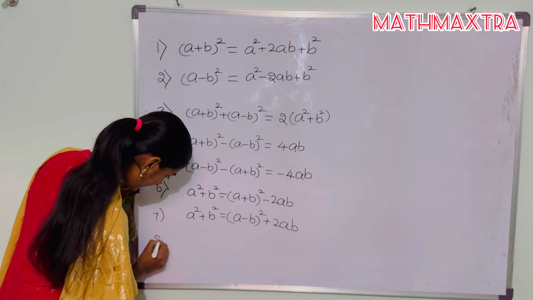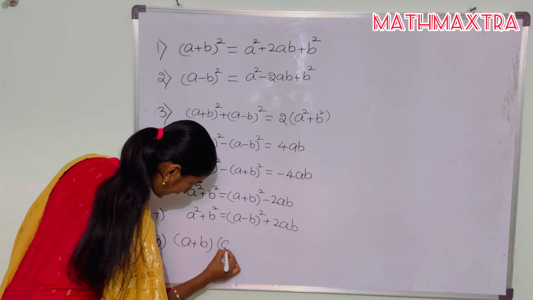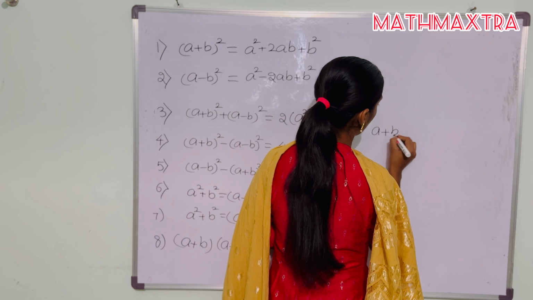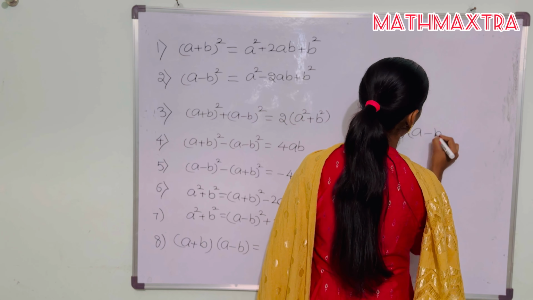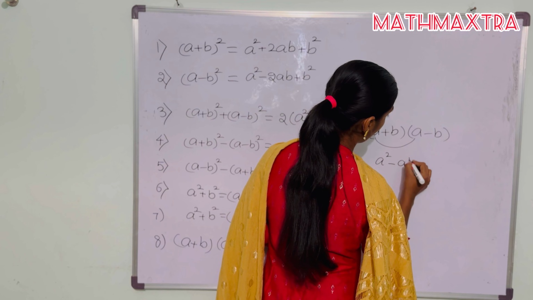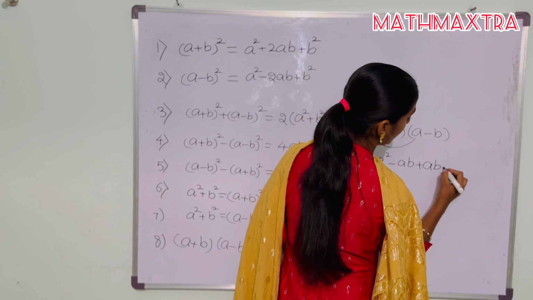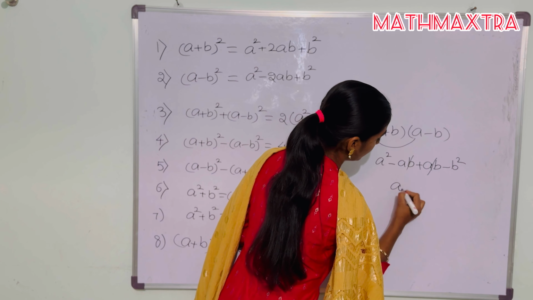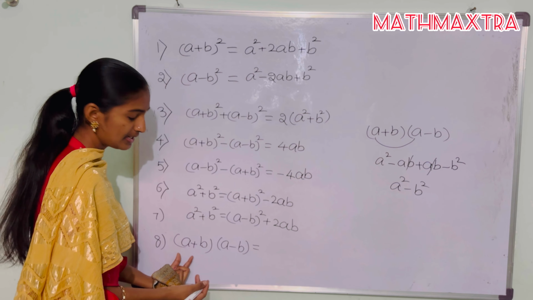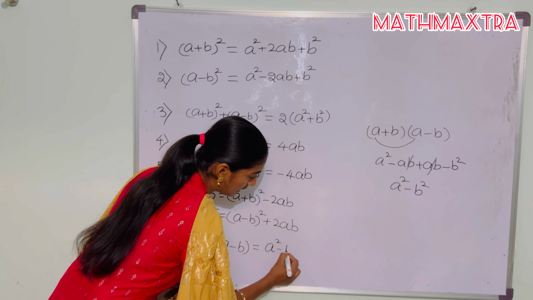Our next identity is a plus b into a minus b. How can we multiply a plus b with a minus b? Simply a into a, a square, minus a into b, ab, and plus a into b, ab, plus into minus, minus b square. So what will remain? A square minus b square, right? So our next identity is a plus b into a minus b, which is equal to a square minus b square.